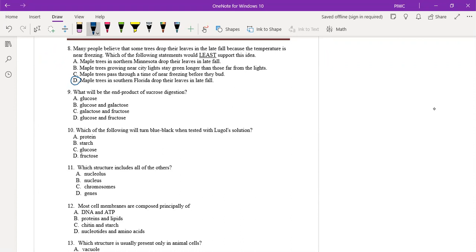What will be the end product of sucrose digestion? If you break down sucrose, what will you get? D, glucose and fructose. All right, correct. I actually got this wrong because I wasn't paying attention to the other portion and I answered C. I only matched the sucrose to the fructose and then I got it wrong. They all have glucose.